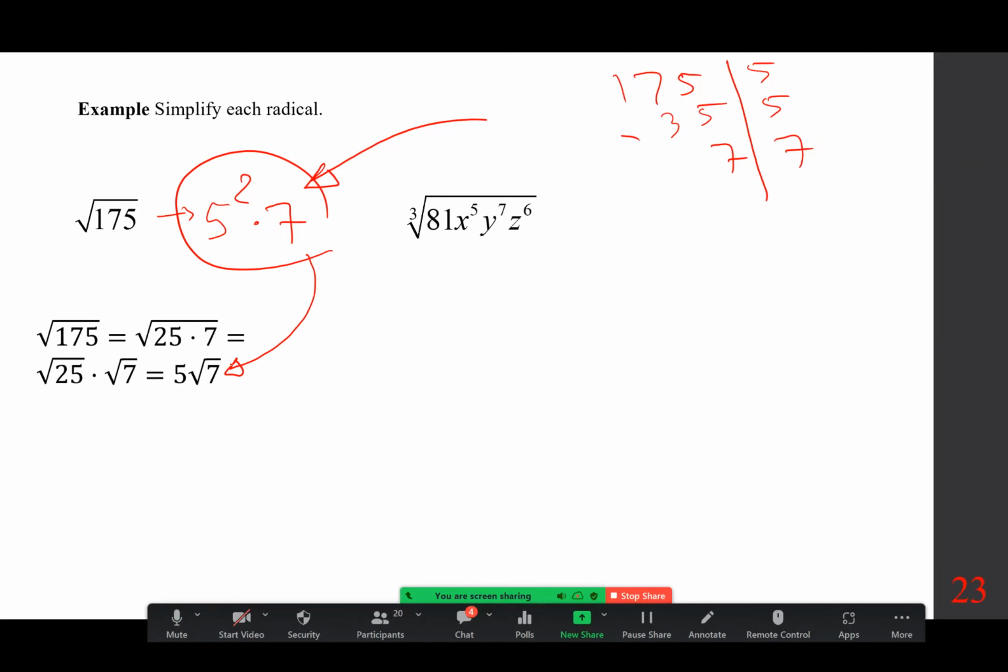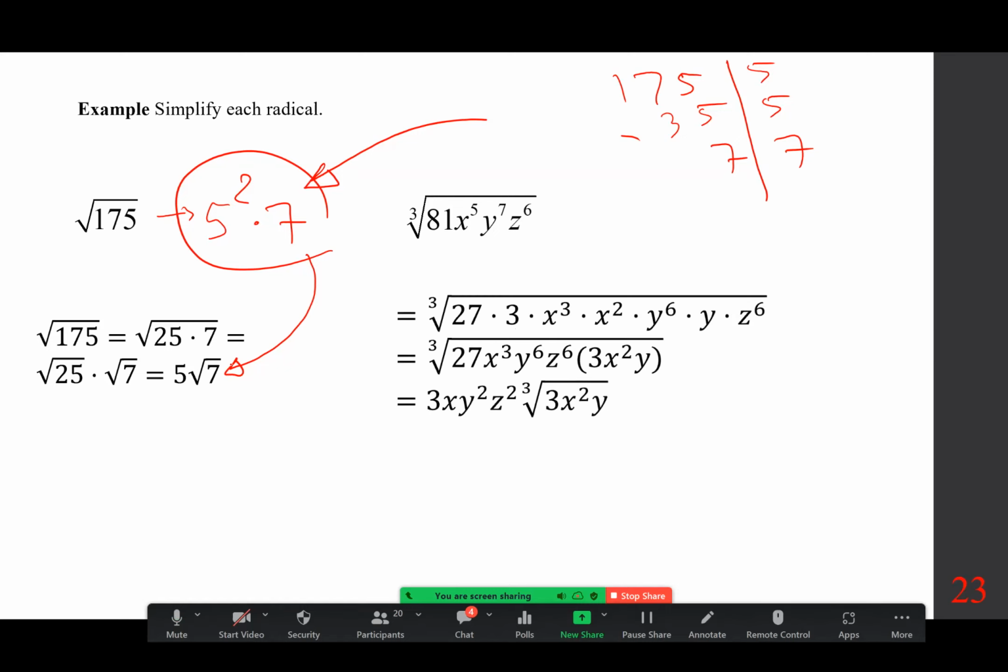All right, I'm going to show you what you probably see in most texts, and I'm going to show you my way for the next example. So they write 81 as 27 times 3, and then 27 comes out. X to the power of 5, they write it as x cubed times x squared, x cubed comes out. Y to the power of 6 comes out. Z to the power of 6 comes out. Here's the answer. What I want to show you is the same question with a method that I believe is easier.